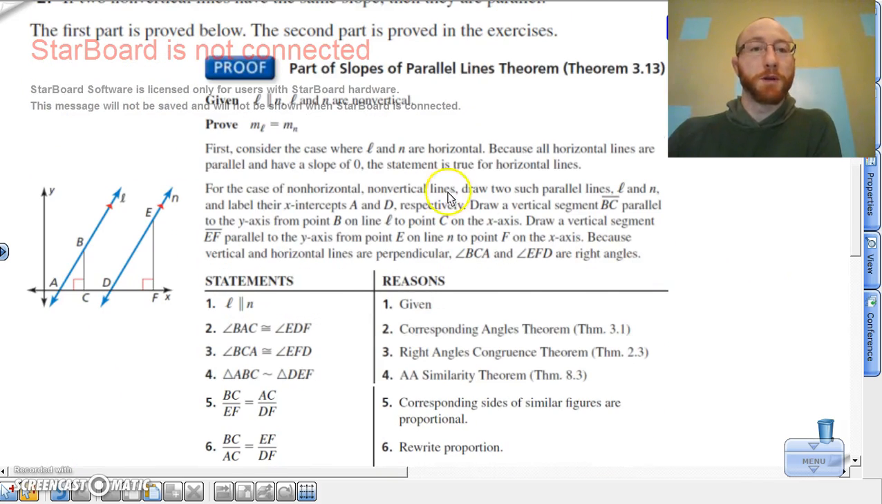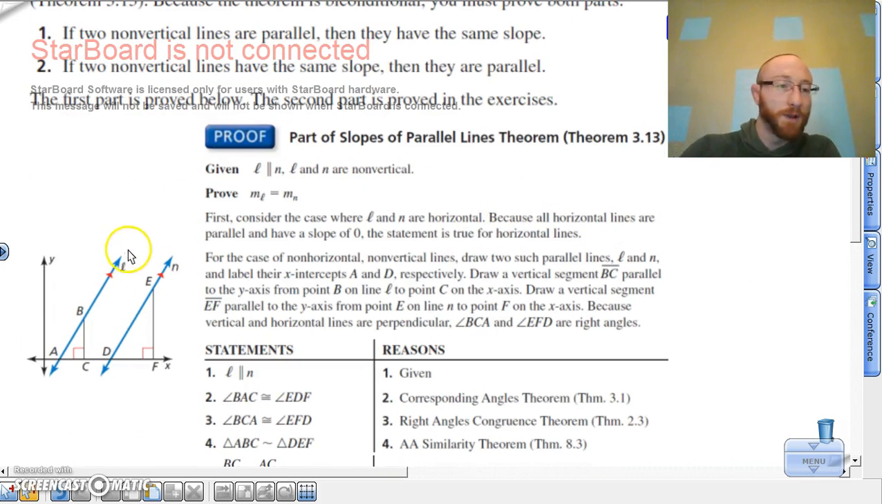So what we're going to do here is we have line L and line N, and they're non-vertical. We want to prove their slopes are the same. In the case that line L and N are horizontal, it's pretty easy because horizontal lines are parallel, all have the same slope. So it's true regardless without really any work. It's these non-horizontal, non-vertical, these diagonal lines, I guess, that make it a little harder.